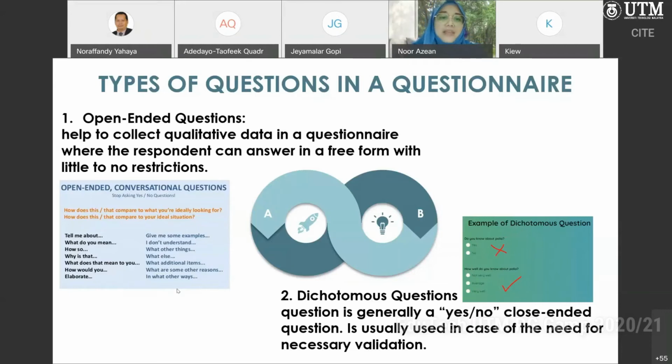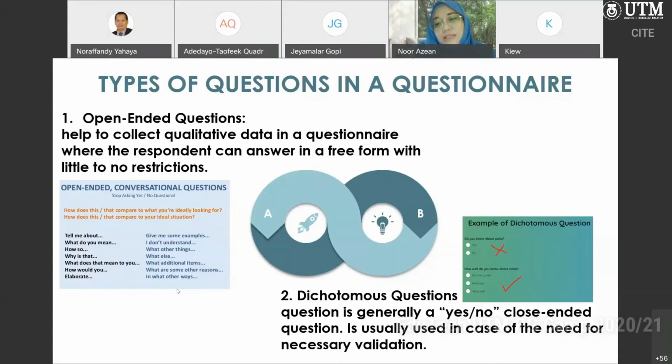Second, we have the dichotomous question. This is another type of question. The dichotomous question is generally a yes, no, or close-ended question. This question is usually used in the case of need or for necessary validation. It is the most natural form of a questionnaire.